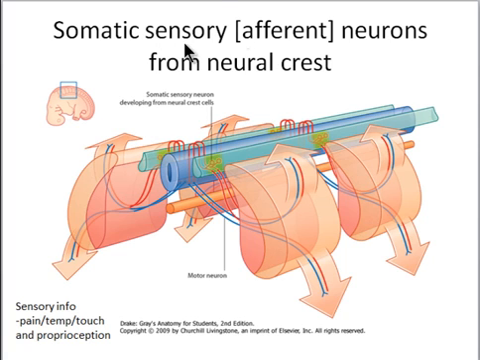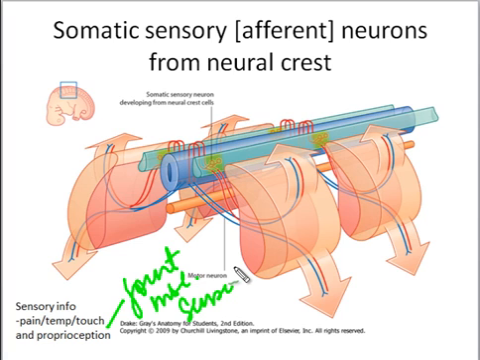So here you can see sensory or afferent neurons develop from neural crest, motor neurons develop from neural tube. And just as a review, what is sensory information? It's information of pain, temperature, touch, and proprioception, which is known as joint and muscle sense. For example, if your joint is flexed and your eyes were closed and somebody asked you which position your joint is, you'd be able to tell. Muscle sense is the brain knowing how much tension has developed in the muscle and so on.